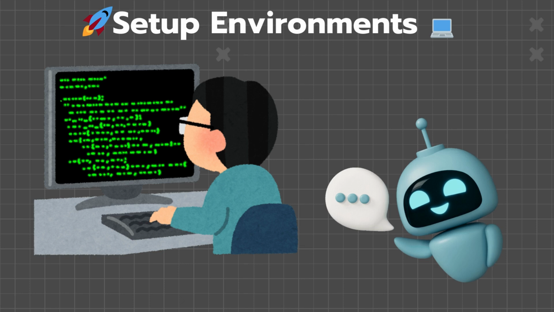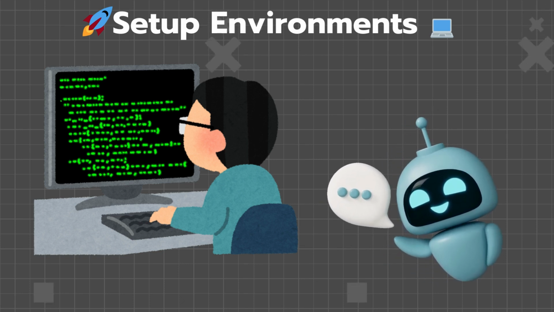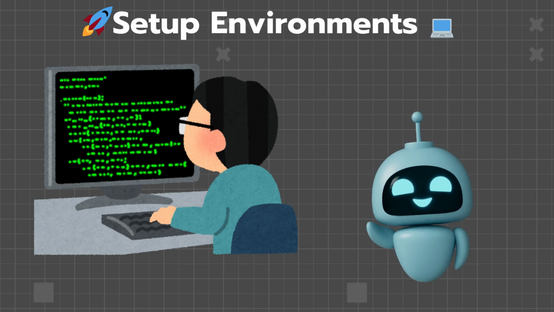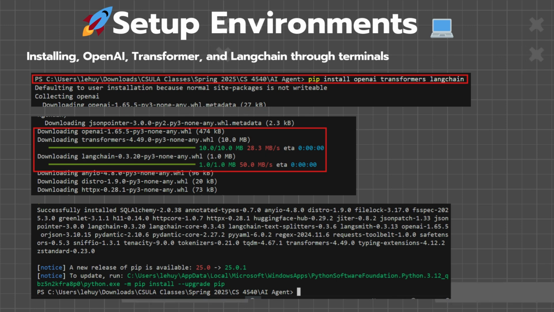Before we get into the code, I have set up all of the environments for the code to run successfully, including creating an API key, keeping the API key secure, and installing OpenAI, Transformers, and LangChain through the terminal. After that, we have gathered all the elements to dive into the code.